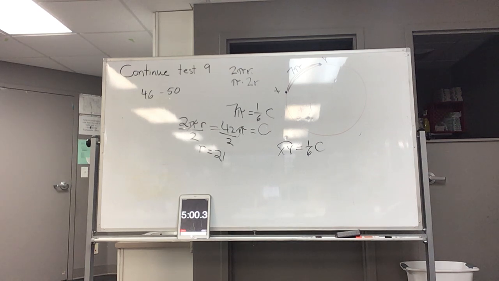And stop. All right, finishing off the test. 51 is E, 52 K, 53 B, 54 J, 55 B, 56 H, 57 E, 58 K, 59 E, 60 J.